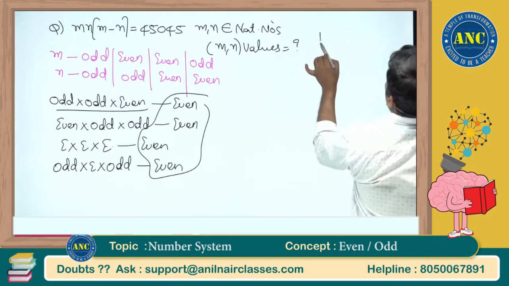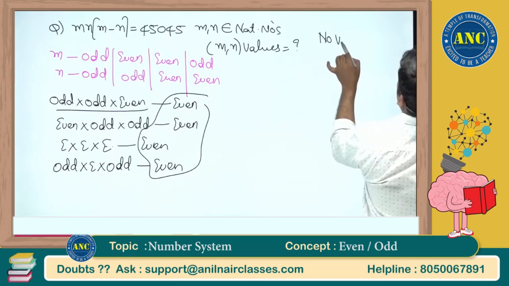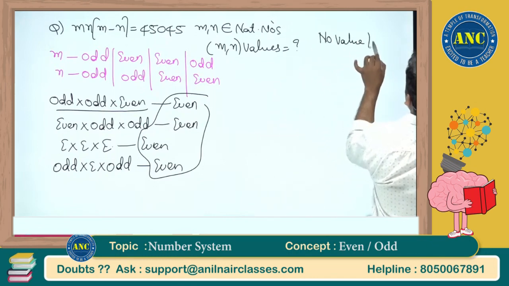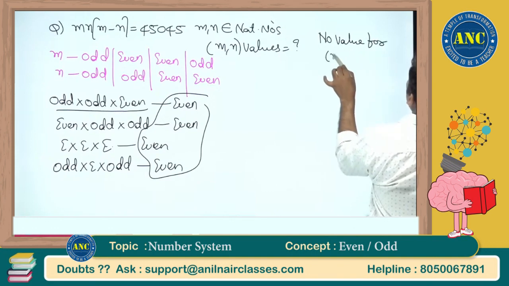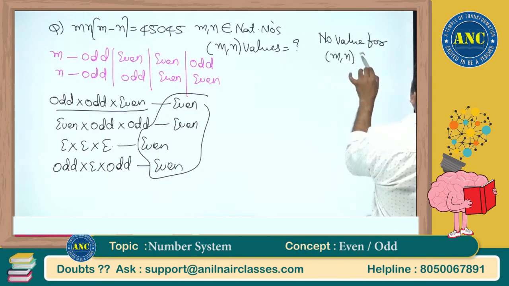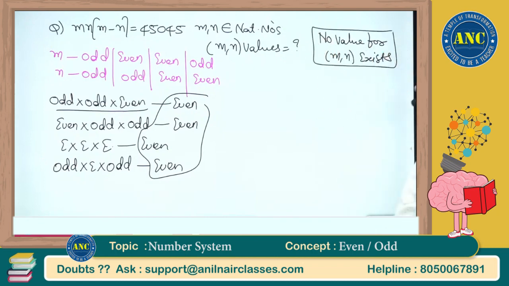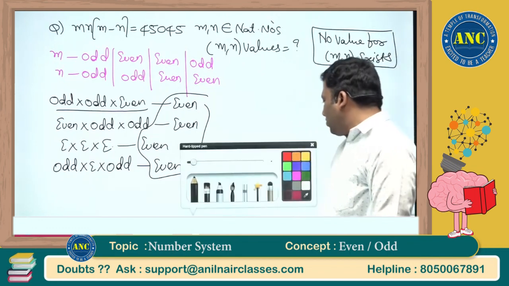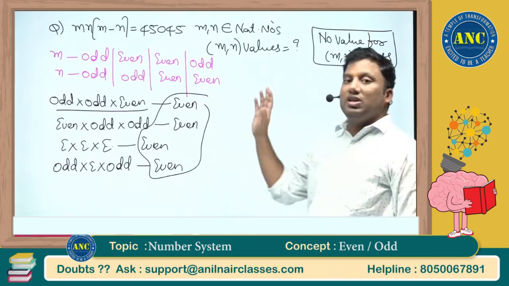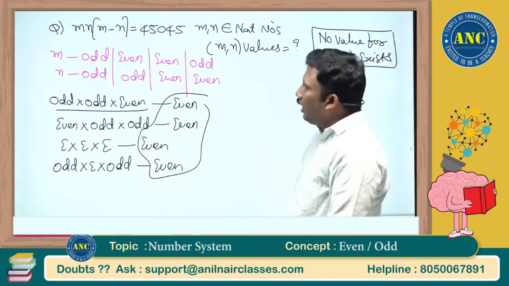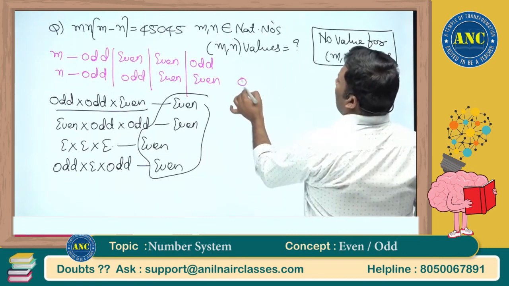Answer is no value for M comma N exists which satisfies this equation. Is the idea clear? I hope the idea is clear.